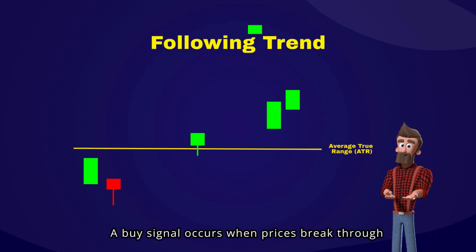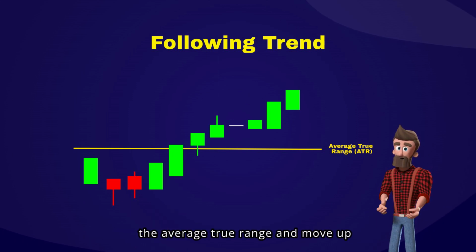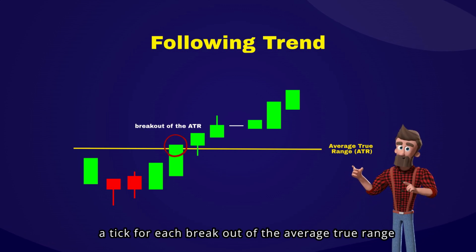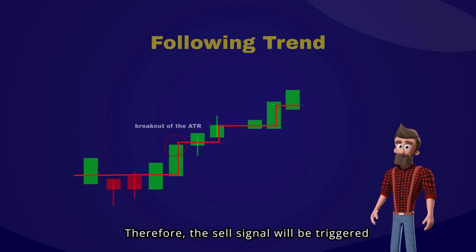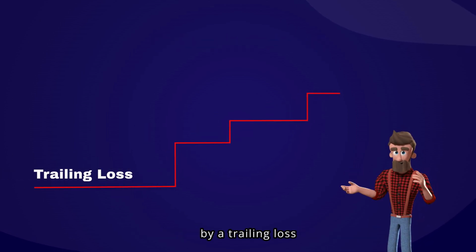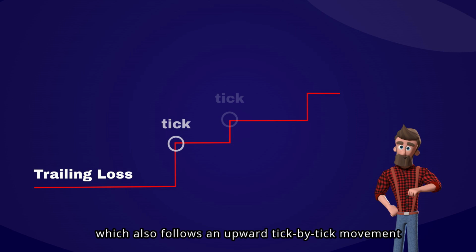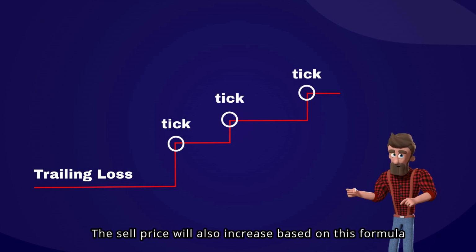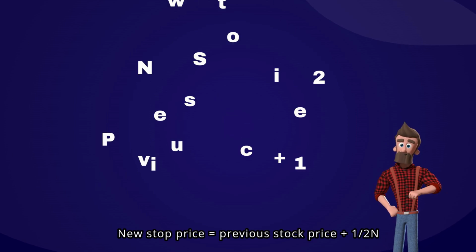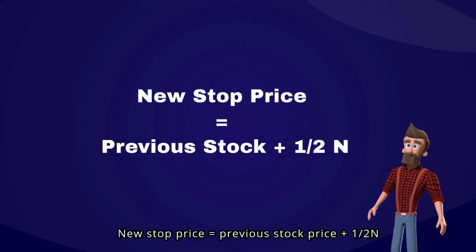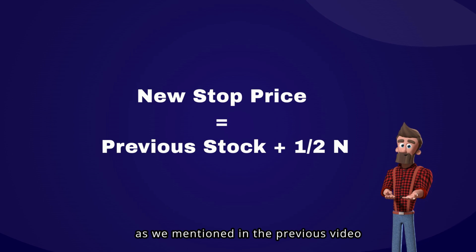A buy signal occurs when prices break through the average true range and move up a tick for each breakout of the average true range, forming a stair pattern. Therefore, the sell signal will be triggered by a trailing loss, which also follows an upward tick-by-tick movement. The sell price will also increase based on this formula. New stock price equals previous stock price plus half N, as we mentioned in the previous video.